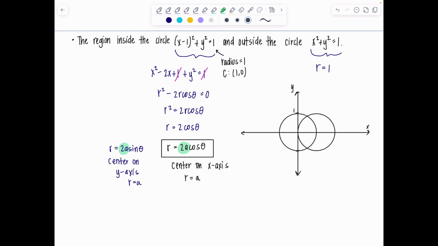So as soon as I looked at this, I said, the radius is 1 and it's centered on the x-axis at (1, 0). I just jumped straight to there, 2a cosine theta. You can do the same, because who wants to FOIL if you don't have to?